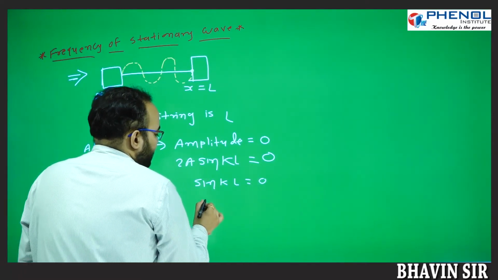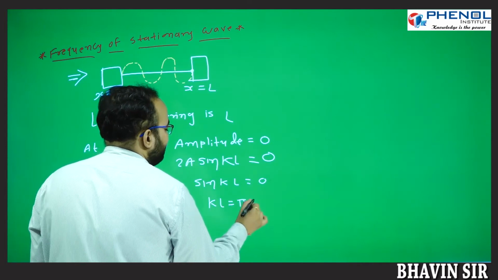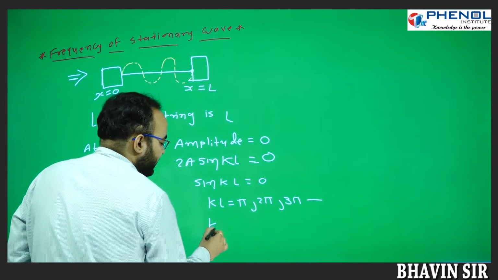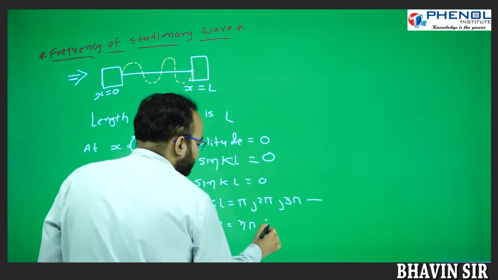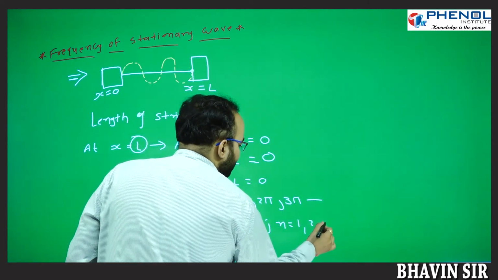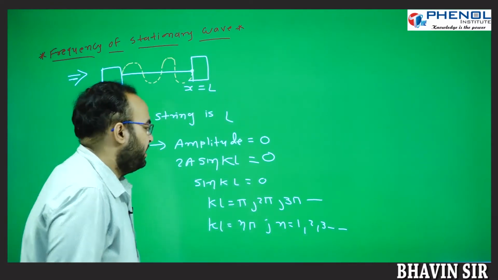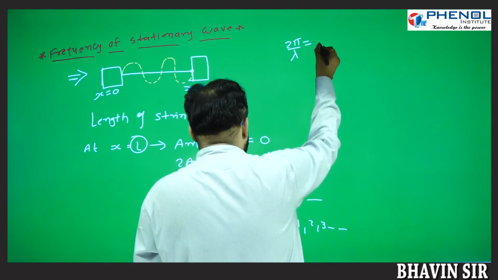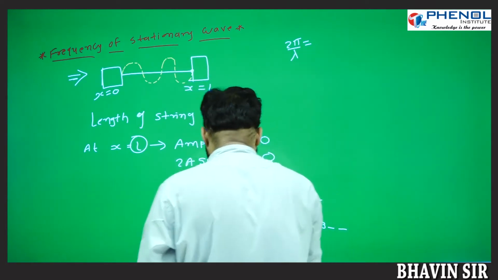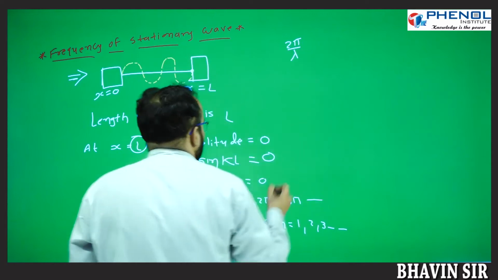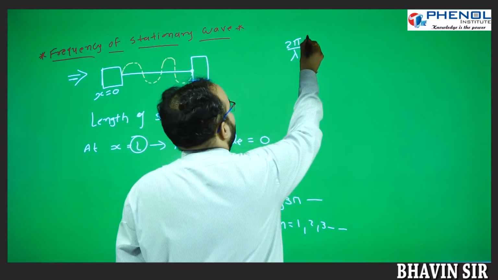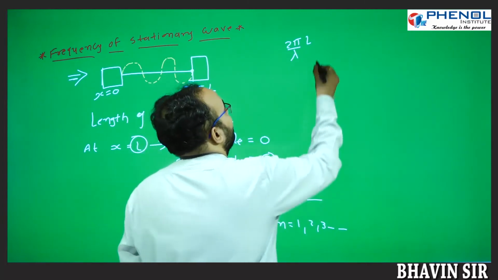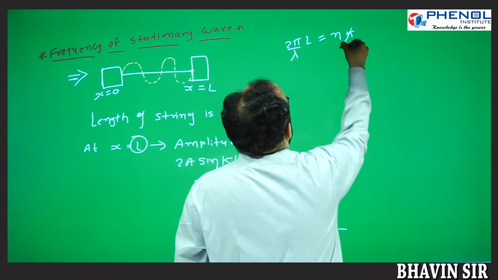As we know, sine is 0 at 0, pi, 2 pi, 3 pi and so on. So we take n pi, where n is 1, 2, 3. Okay, so k is equal to 2 pi by lambda. We want to obtain the frequency. So k equals 2 pi by lambda, which is equal to n pi, pi cancels.